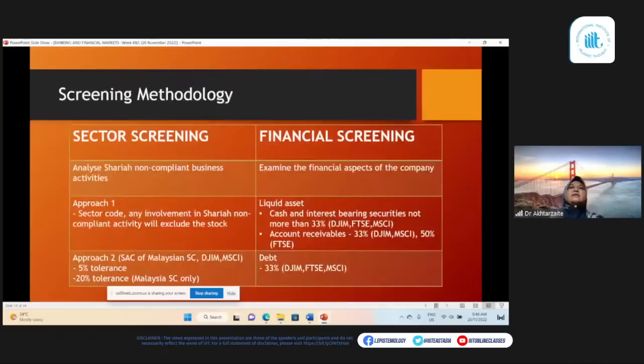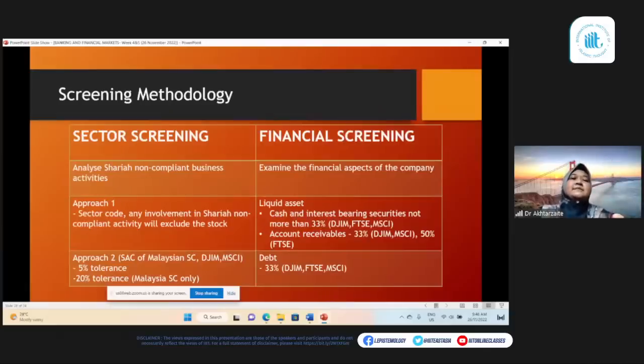So for screening methodology, worldwide we have a lot of institutions which offer it. In Malaysia, we have the Securities Commission Malaysia. Globally also we have some institutions offering stock screening, meaning that they do the screening and at the end they come out with a listing: these are the companies that are Sharia compliant, so that Muslim investors can buy, right?